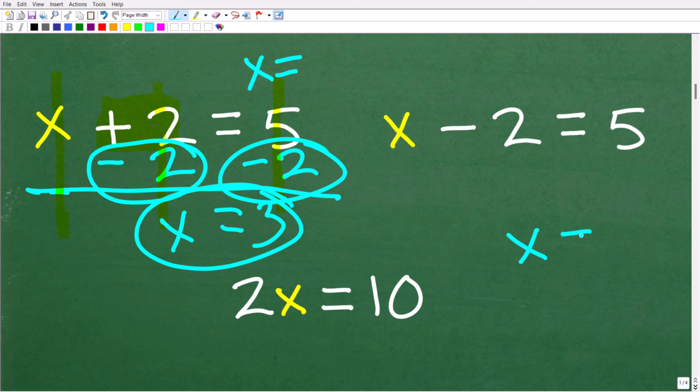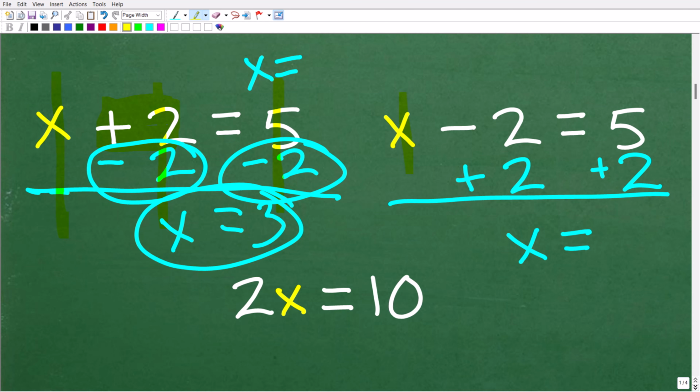All right, so I want to get x by itself, but I have a minus 2. So what can we do here? Well, if you're saying we can add a 2 to both sides, because if I add a 2 to a minus 2, that's 0, that is exactly right. But again, we have to add 2 to both sides of the equation.